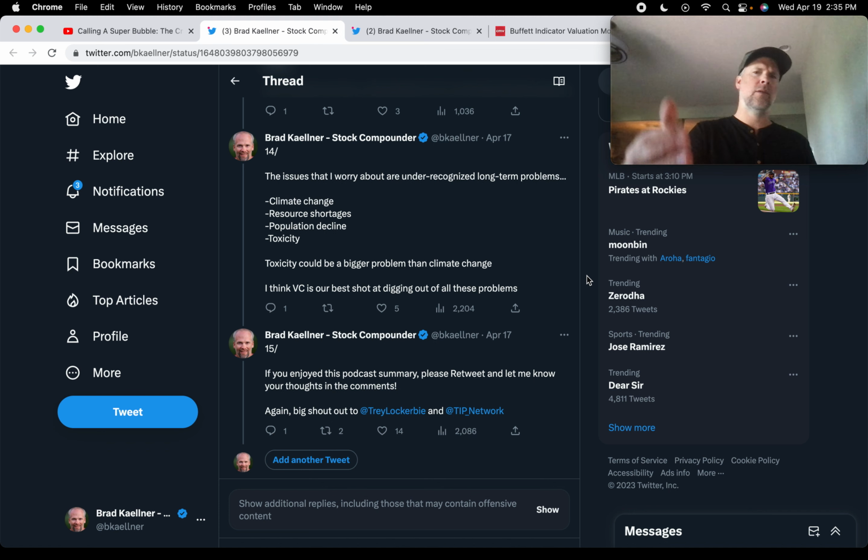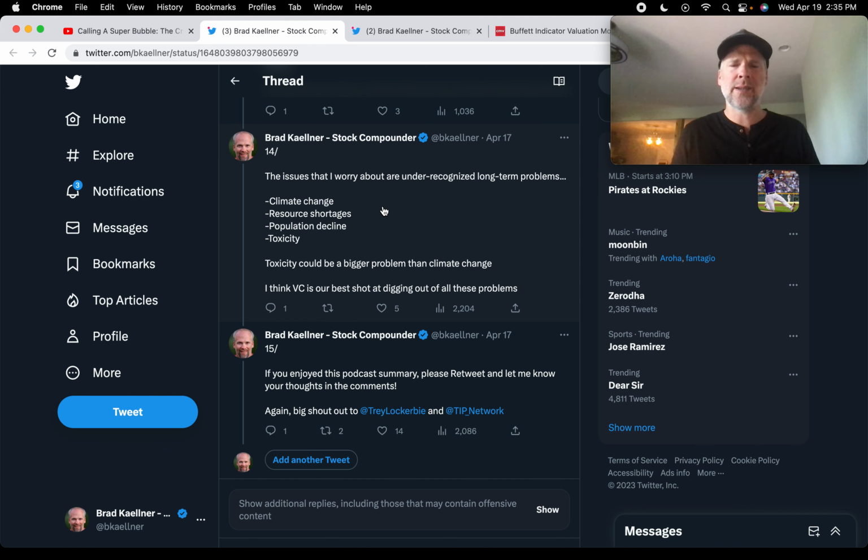And finally, we're going to talk about the issues that Grantham worries about. And these are some issues that he's really focused on in the VC world. The issues that I worry about are under-recognized long-term problems. Things that capitalism really isn't very good at tackling. So we've got climate change, resource shortages, population decline, and toxicity.